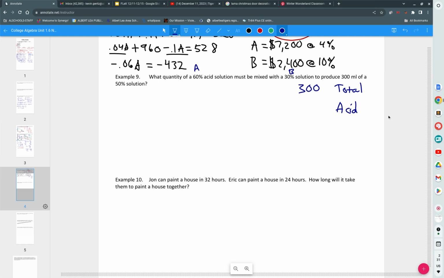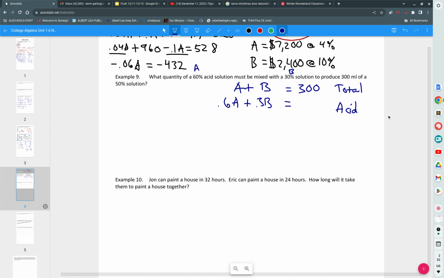Anybody come up with an equation for the total? 0.3A plus 0.6B. Close. A plus B. We just want A plus B for this guy. For the acid, we want 60% of A is acid and 30% of B is acid. And that's going to give us the total amount of acid that we want.